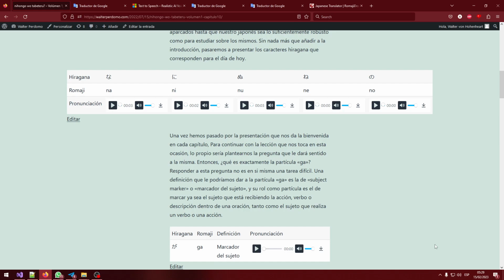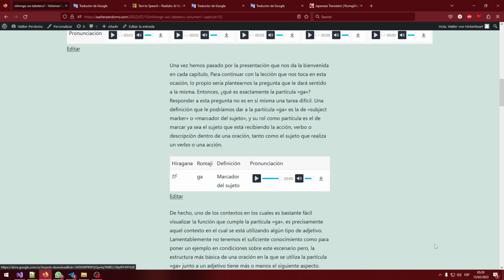So here's how you say ga. How do you pronounce ga? Ga. That's it. It's simple to pronounce. And I have an example here. One of the contexts that is easier to see the difference between wa and ga is those contexts in which we establish some kind of topic and subject, and then we use an adjective.